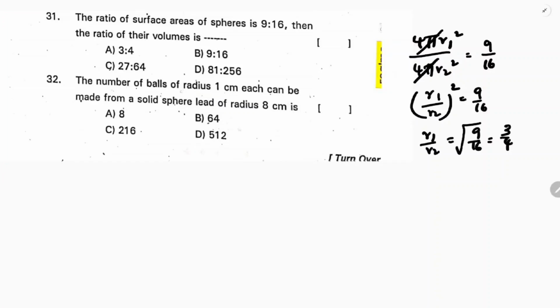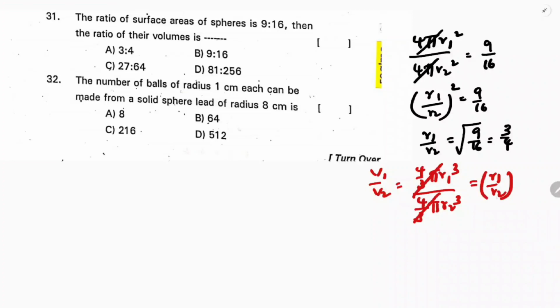Now we need to find the volumes ratio. (4/3)πr1³ by (4/3)πr2³. So r1³ by r2³ I can write as (r1/r2) whole cube. So (3/4) whole cube, which is nothing but 27/64. So 27:64 is the correct option. Correct option is C.